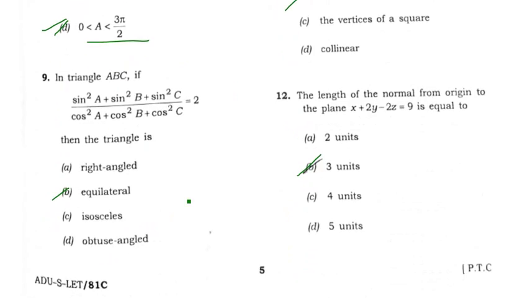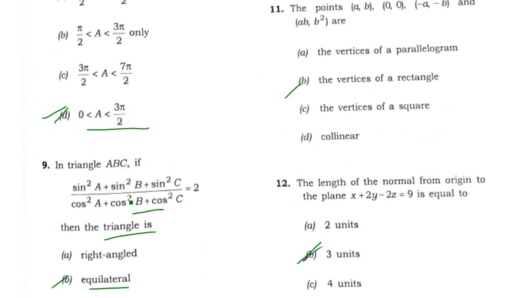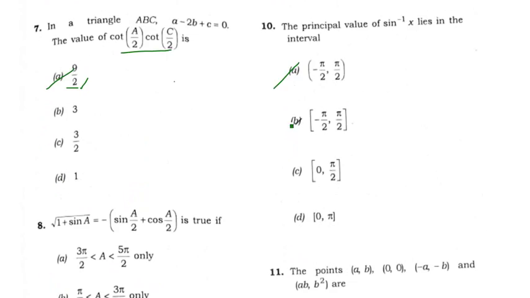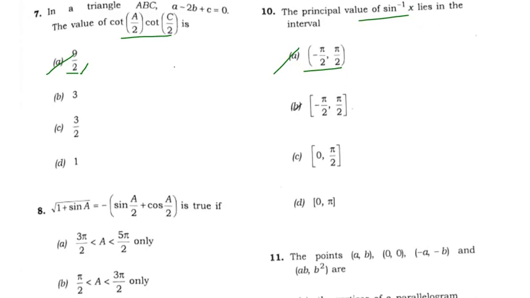If in triangle ABC, sin square a plus sin square b plus sin square c upon cos square a plus cos square b plus cos square c equals 2, then what kind of triangle is this? It will be an equilateral triangle. You can solve this question only if it is an equilateral triangle, only then you will get the value as 2. The principal value of sin inverse x lies in the range, so minus pi by 2 to pi by 2.